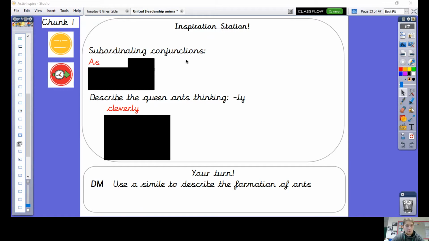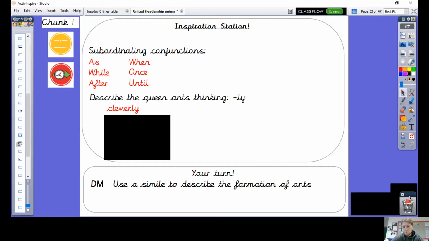Okay, right. You should have had a few subordinating conjunctions written down by now. Here's a few more that I've thought of, which I think would suit this bit of writing quite well. So I've got as, like I said, while is quite a nice one, after, when, once, and until. So if you want to take a few of mine off this wall, that's absolutely fine. You can take 1 or 2, depending on how many complex sentences you want to write.